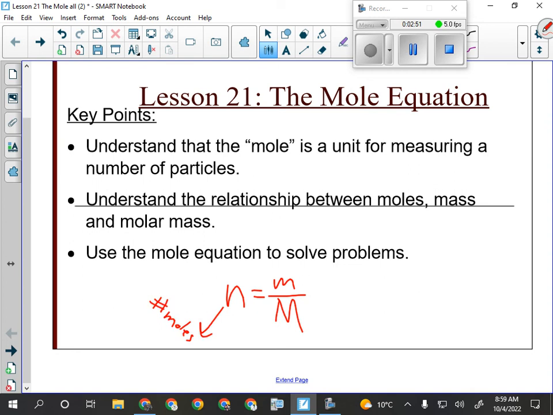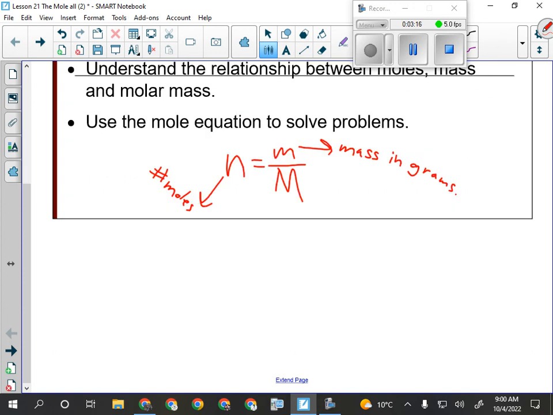Okay, so we know N is the number of moles. So it's not hashtag moles, that stands for number. Okay, number of moles. Little m is mass in grams. Big M is molar mass. Okay, and that will be in grams per mole. Okay, so molar mass is the mass of 1 mole of that material.